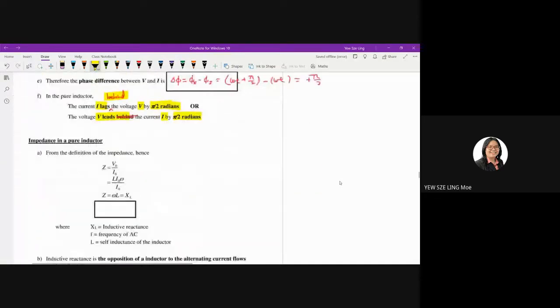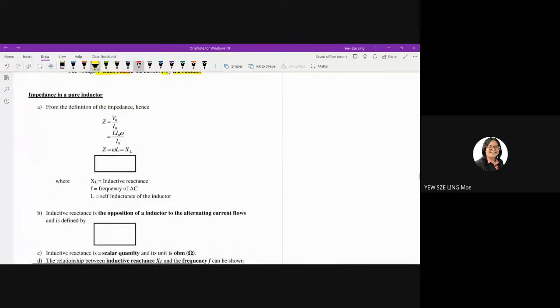All right, now let us go to the impedance again. So once again, Z is equal to V naught over I naught. According to our derivation just now, V naught is equal to L I naught omega. So you plug it into the equation and cancel out the I naught. You have omega L, which equals XL. So now you have another equation. And once again, because omega equals 2 pi f, XL can be written as 2 pi f L. This equation shows you the relationship between XL and L.